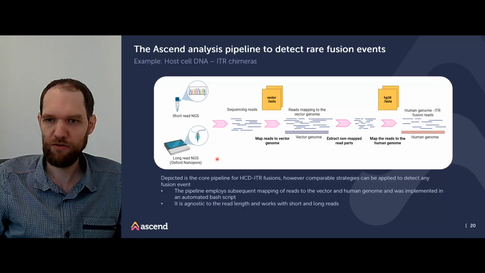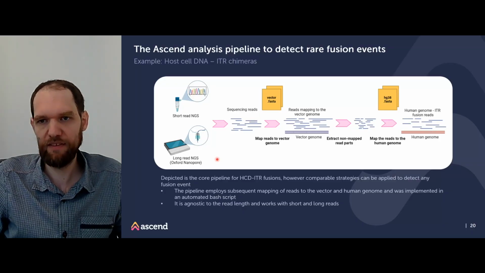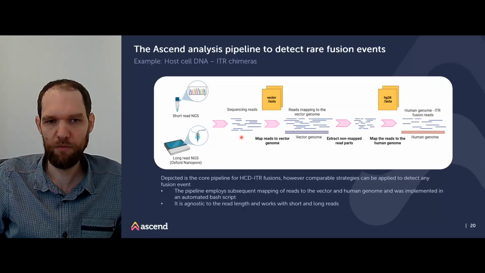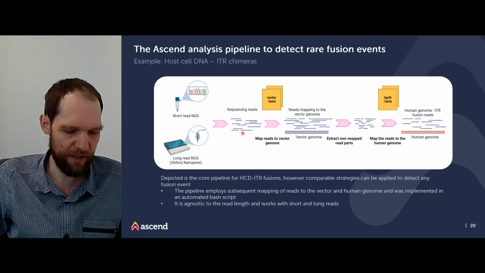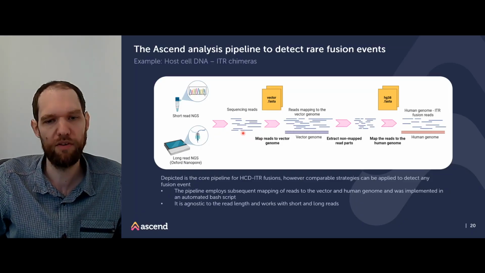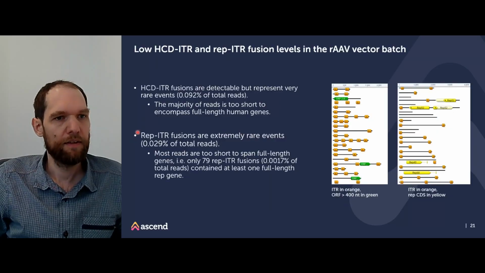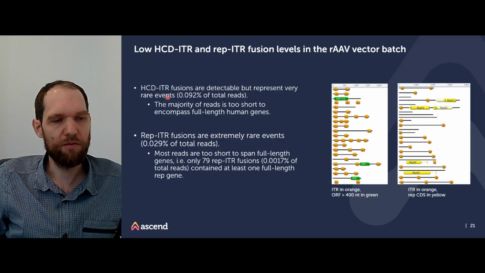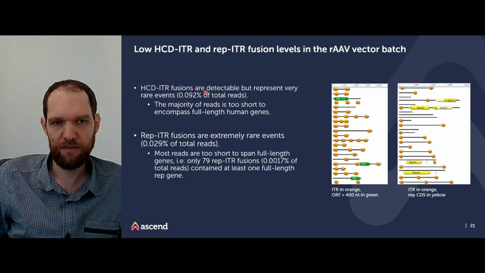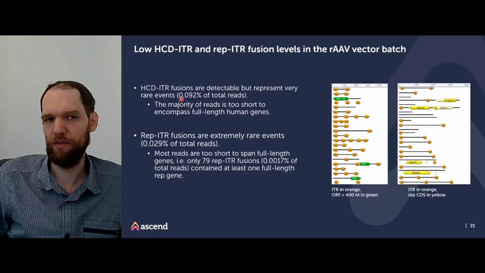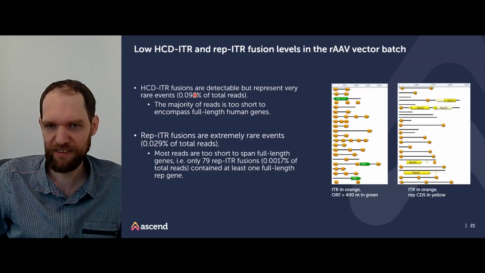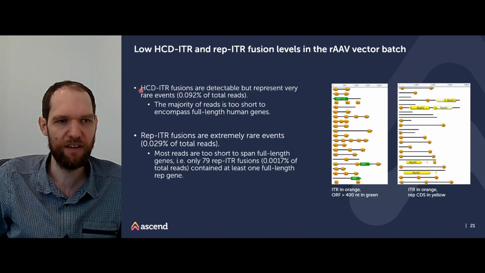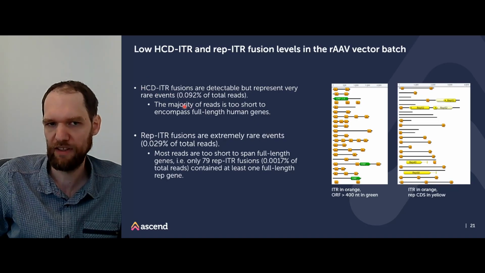And now let's look at real data that are actually coming out of this pipeline. And this time we took a batch really to the maximum. We have 4.5 million reads to even detect these super rare events. And you see here that, well, how many of these fusion events do we detect? Very, very few. 0.092%, so less than 0.1% of all reads are host cell DNA ITR fusion events.